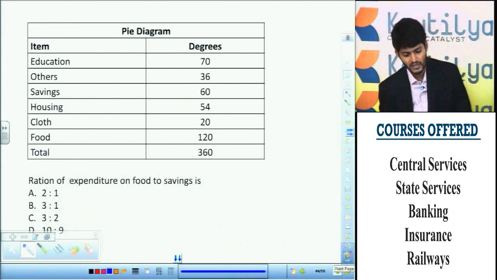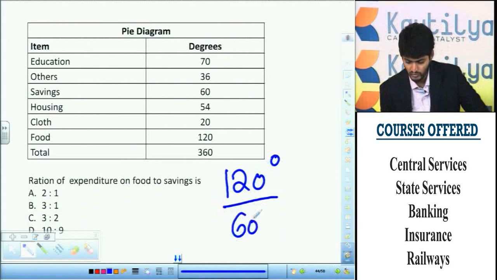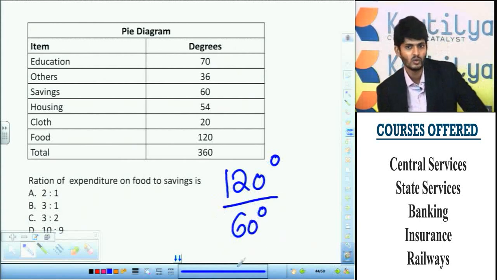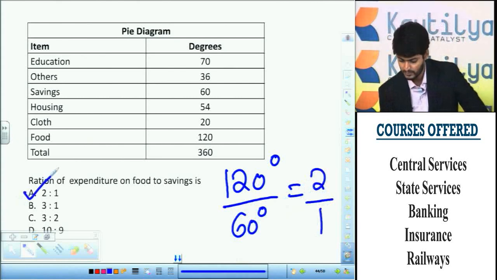Okay, same. He's asking find the ratio of expenditure on food to savings. Now you see the food is how much? 120 degrees. What is your savings? 60 degrees. This 120 degrees is out of 360. 60 is also out of 360. So whether you write that 360 or not, it does not matter because ultimately it will get cancelled. So 6 twos are 12, 6 ones are 6. So you will get ratio of expenditure is 2:1.